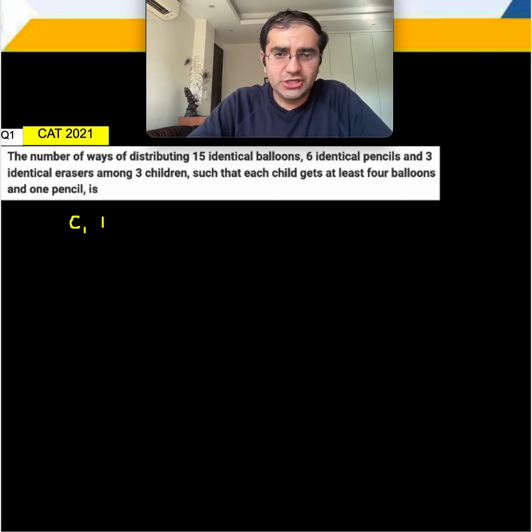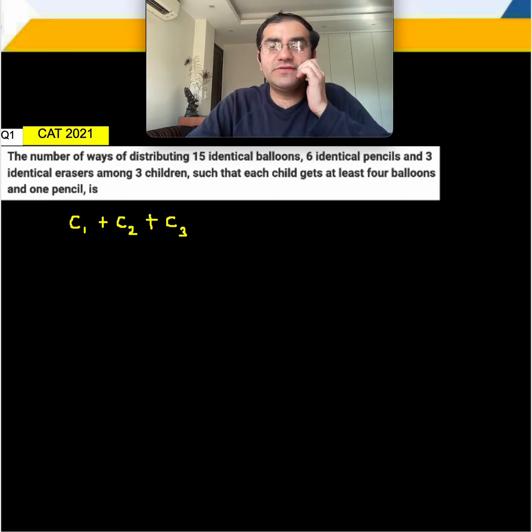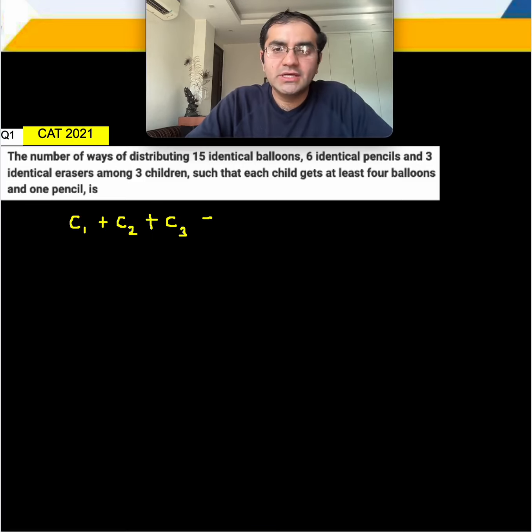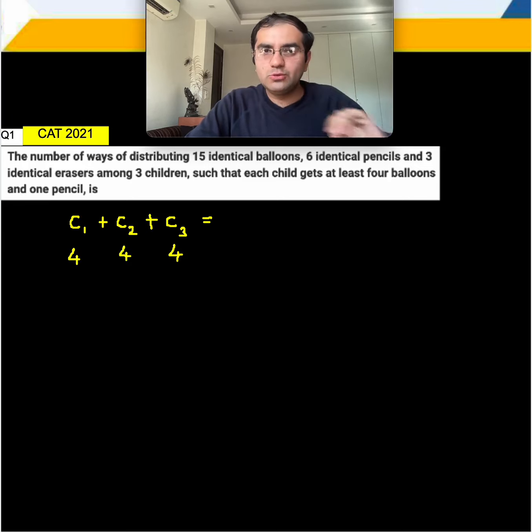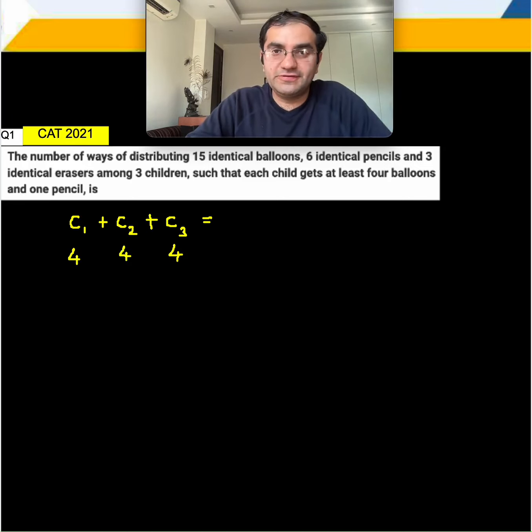Let me take 3 children first, C1 plus C2 plus C3, and let me target the balloons, 15 identical balloons. Let's give them 4 each first: 4, 4, 4. I have to ensure that they get 4 each. So 12 balloons have now been distributed out of 15, and let me give a pencil also. Balloons are done. 1, 1, 1 pencil also. And now let's talk about the balloons first.